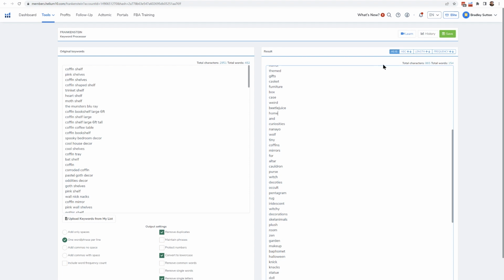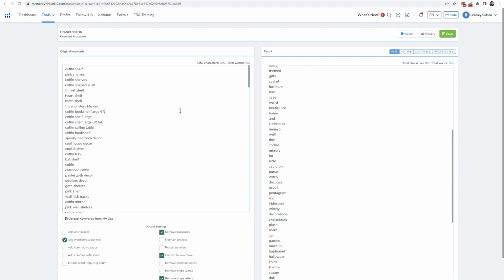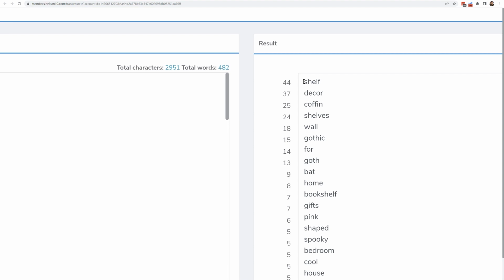Now, one quick cool thing here. Like I said, coffin was here 5 times. If you want to see, of all your secondary keyword phrases, which individual keywords are showing up the most, I'm just going to hit this box, include word frequency count, and then take a look here. I'm going to sort by frequency, and I can see that shelf was in 44 of these 150 phrases. Decor was in 37 of them. Coffin was in 25.